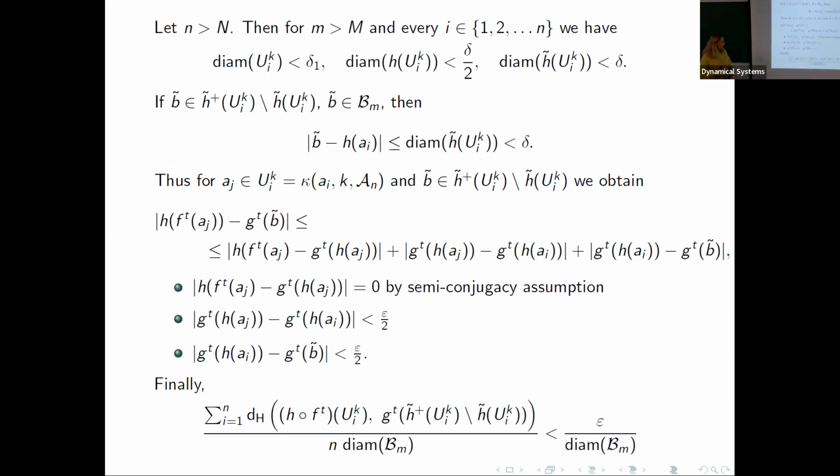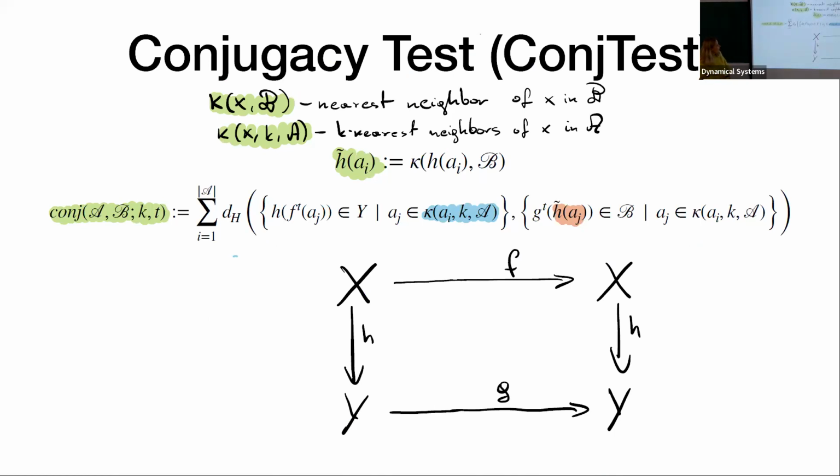And we obtained an upper estimate that can be as small as we want. But indeed here we needed to control more things than just in the conjugacy test version. And I think that now it's time for Michał, yes? It's almost perfect.